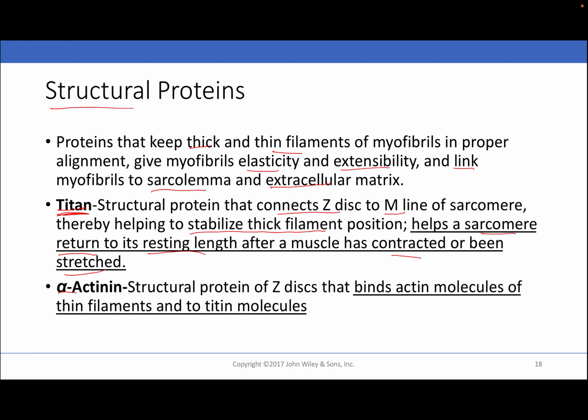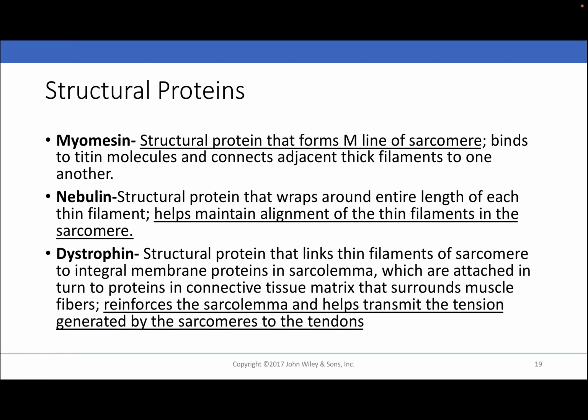We also then have alpha-actinin. All right, this is another structural protein that's going to be part of the Z disc, and this is going to bind actin molecules of the thin filaments to the titin molecules that we saw above. Myomesin over here is going to be another structural protein. This is going to make up the M line. This is going to form our M line of our sarcomeres, and it's going to help to bind titin molecules and connect adjacent thin filaments to each other.